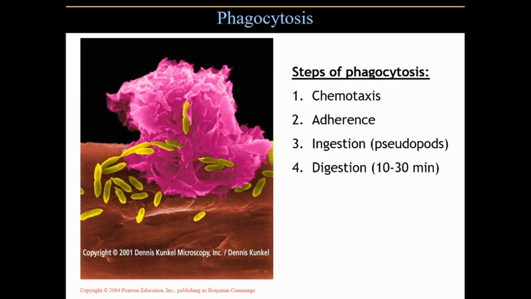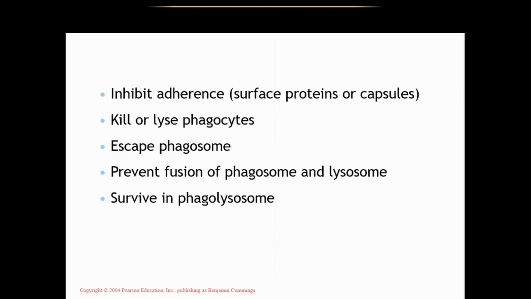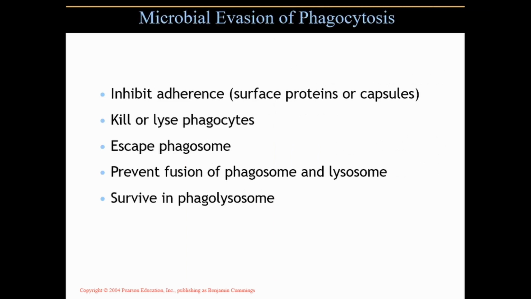Then ingestion through pseudopods, which means false feet. So these are cytoplasmic extensions that reach out and engulf the pathogen. And then digestion, which takes about 10 to 30 minutes, depending on what type of phagocyte is doing the digestion and what it happens to be digesting as well. So these are the 4 main steps of phagocytosis, kind of more simplified.